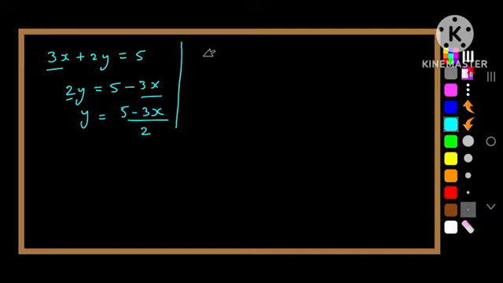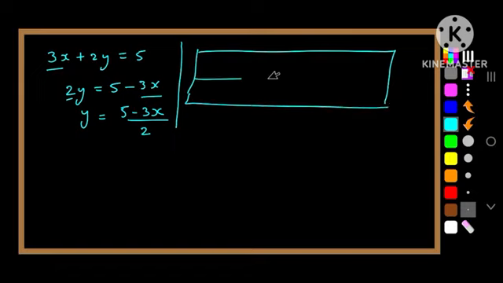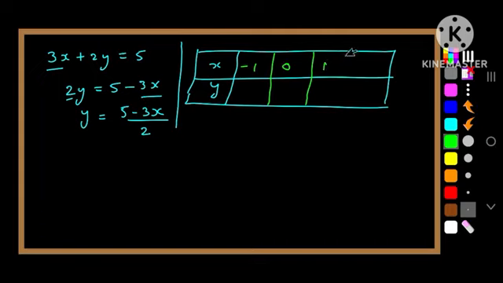So next what I will do, I will plot the x and y values for this particular situation. So I will take x and y. So let us take the values x: minus 1, 0, 1, 2, 3. So here now we will solve the equation.